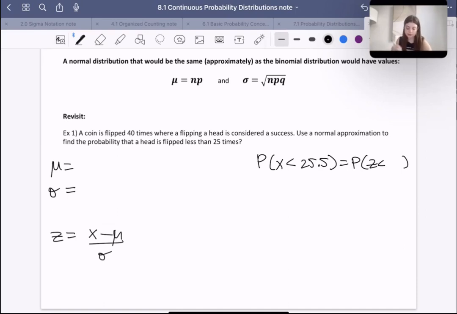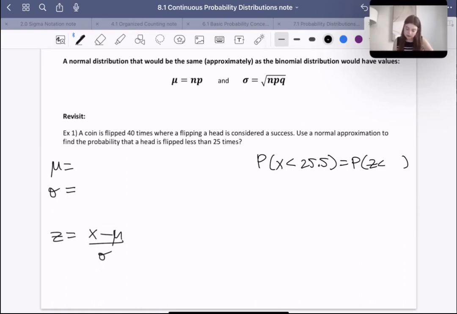And so if we can find mu and sigma, and we can also find the z-score, then we can look the z-score up on the z-score table and find the answer. We'll be golden. We'll be good to go if we do that. Okay, all right, so let's do that.